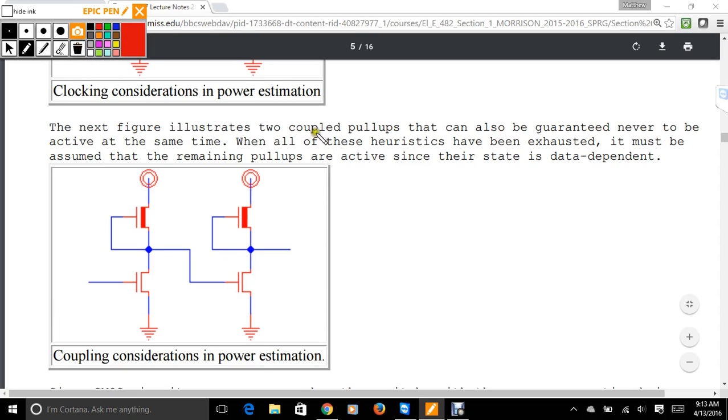So here, what it means is when all the heuristics are exhausted, it must be assumed that the remaining pull-ups are active, since their state is data dependent. So basically what's going on here is you're using the tool to try to figure out how much power is being consumed in certain parts of the circuit.